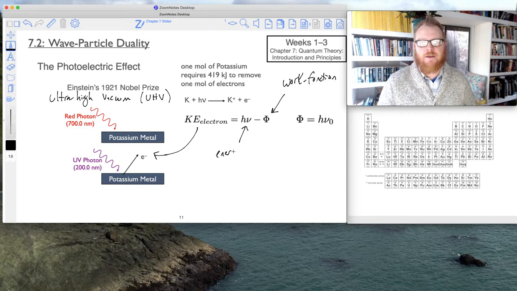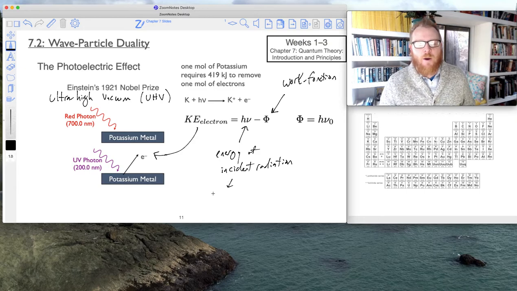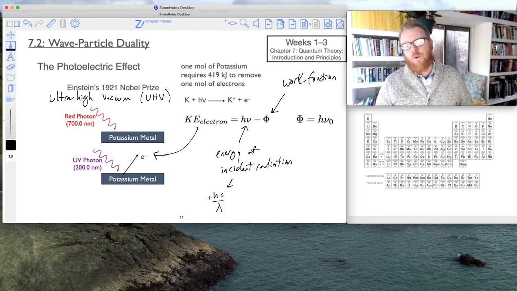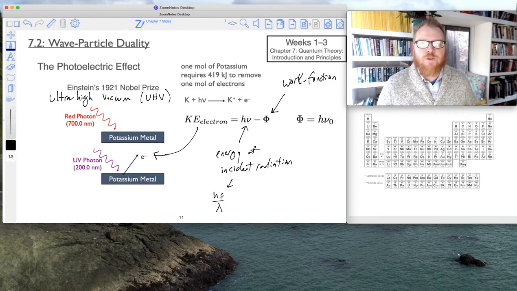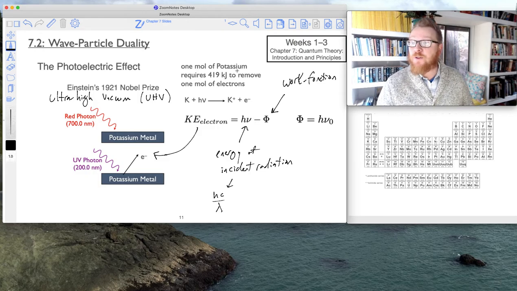So this is the energy of incident radiation, which is what these are, right? This 200 nanometer light, that's the incident radiation. So that's written as h nu, but we could also rewrite that as hc over lambda. Okay, so we could calculate this because I'm giving you 200 nanometers. We could plug in the value of Planck's constant, speed of light, divided by 200 nanometers, and we would get that energy of incident radiation. Okay, so that's the energy of the incident radiation minus the work function of the material.